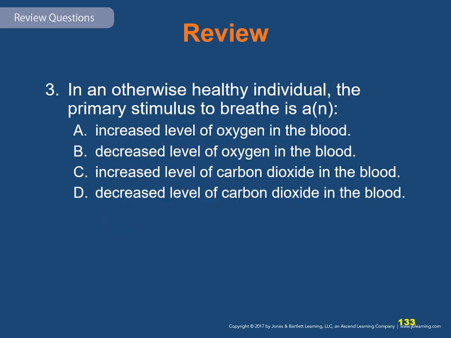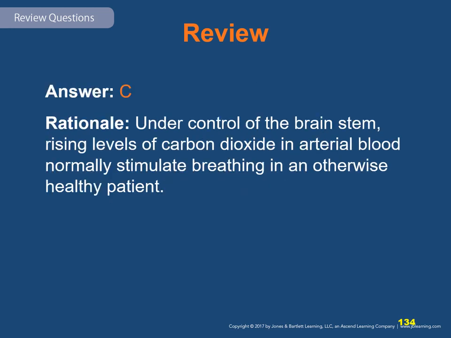3. In an otherwise healthy individual, the primary stimulus to breathe is A, an increased level of oxygen in the blood, B, a decreased level of oxygen in the blood, C, increased level of carbon dioxide in the blood, or D, decreased level of carbon dioxide in the blood. If you think about the basic mechanics and gas exchange, this one should be pretty easy. And it is C. Under control of the brainstem, rising levels of carbon dioxide in arterial blood normally stimulate breathing in an otherwise healthy patient.